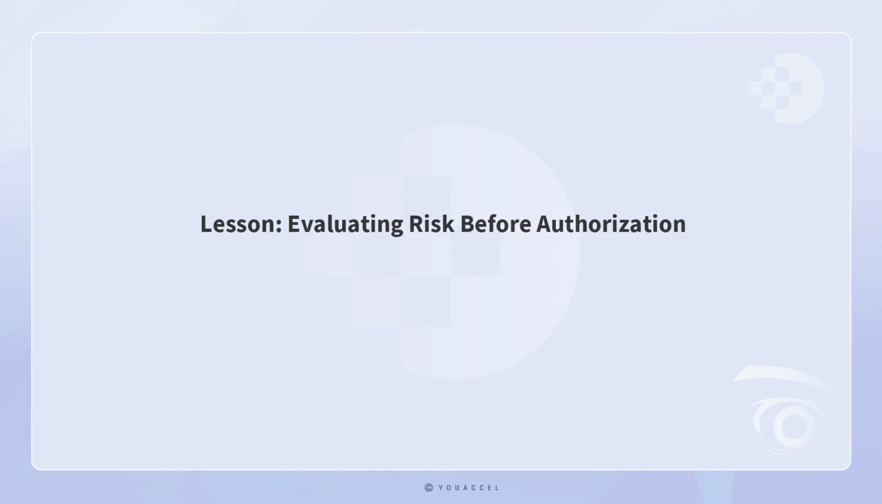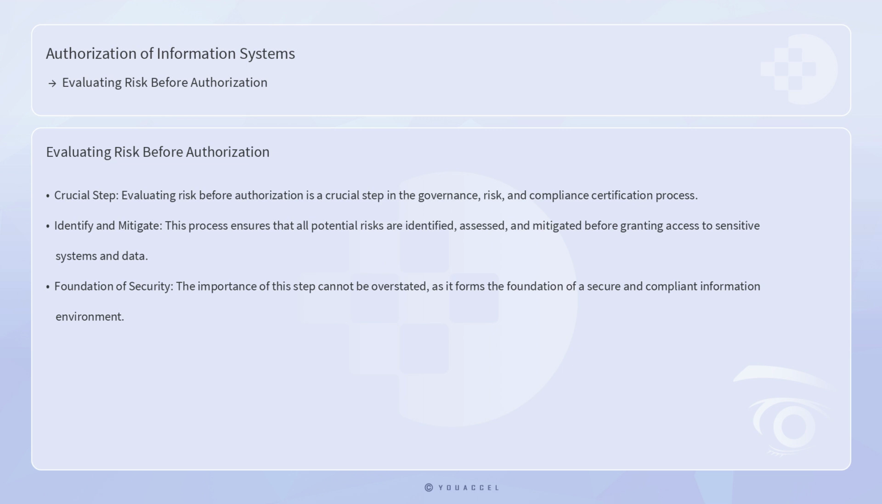Lesson: Evaluating Risk Before Authorization. Evaluating risk before authorization is a crucial step in the governance, risk, and compliance certification process, particularly when it comes to the authorization of information systems. This process ensures that all potential risks are identified, assessed, and mitigated before granting access to sensitive systems and data. The importance of this step cannot be overstated, as it forms the foundation of a secure and compliant information environment.